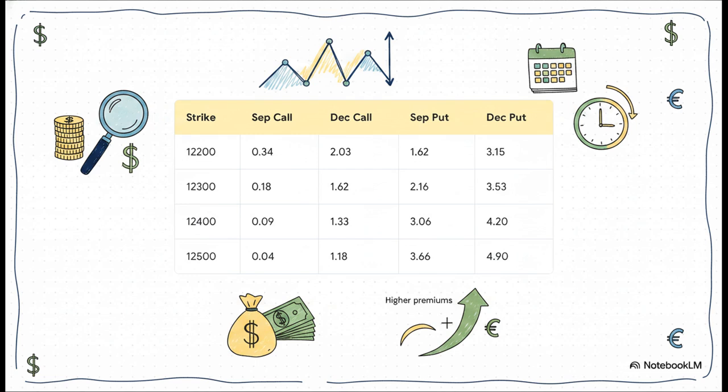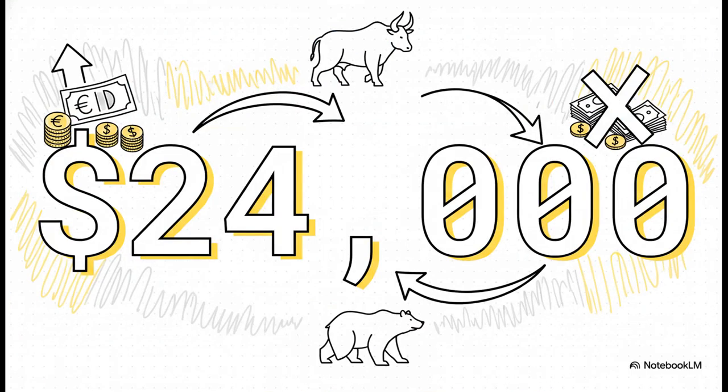The general rule of thumb here? The more time until expiration or the better the strike price, the higher the premium you're going to have to pay. To really see how this zero-sum game works, let's walk through an example from our source material.